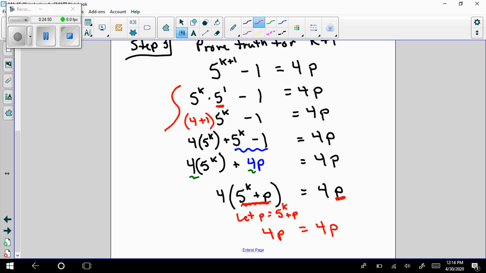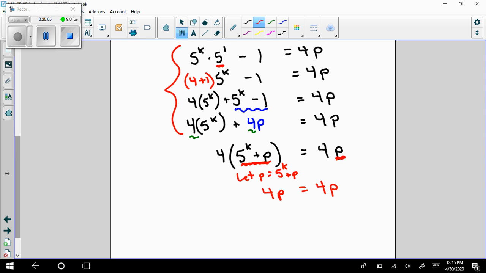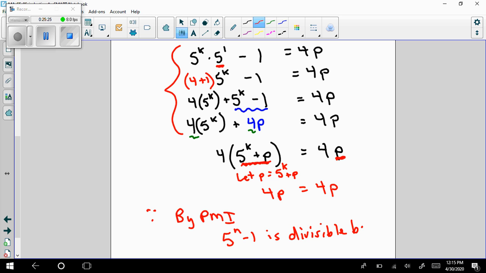Okay, so right in here is where the math gets a little bit sticky. These aren't going to get overly complicated for you. You should just be able to follow the notes and eventually get the sequence to the problems pretty easily. Okay, so now I can make the final statement by the principles of mathematical induction. 5 to the n minus 1 is divisible by 4 for all natural numbers.